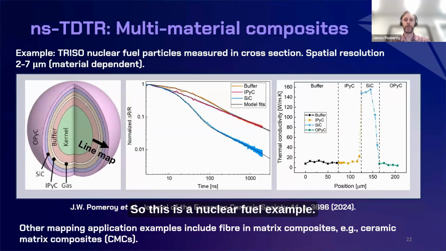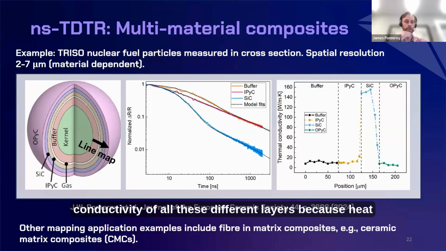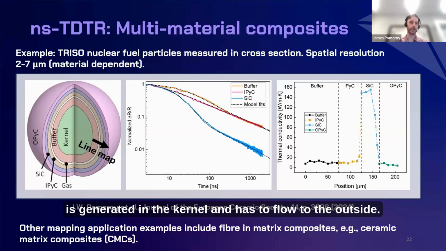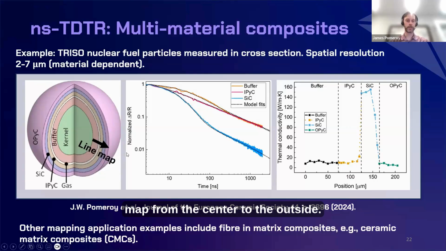So this is a nuclear fuel example. This is a TRISO nuclear fuel particle. The nuclear fuel particle in the center, where it says kernel, would be uranium, although in the one that we measured it was another, inert material. What's interesting here is to know the thermal conductivity of all these different layers, because heat is generated in the kernel and has to flow to the outside. So we polished it into a cross section, and then we did a line map from the center to the outside.